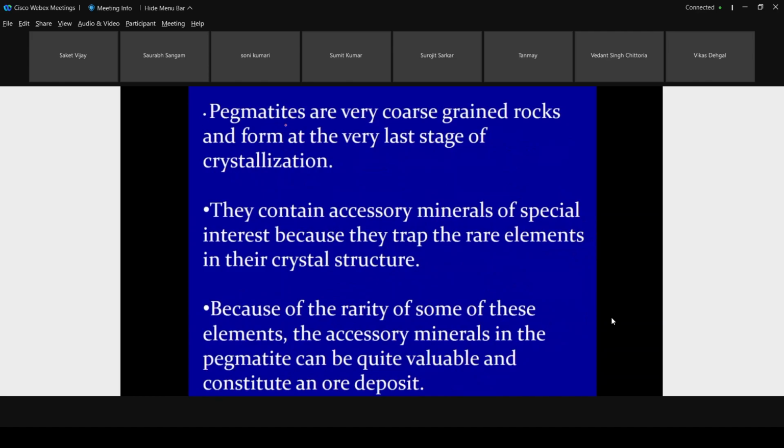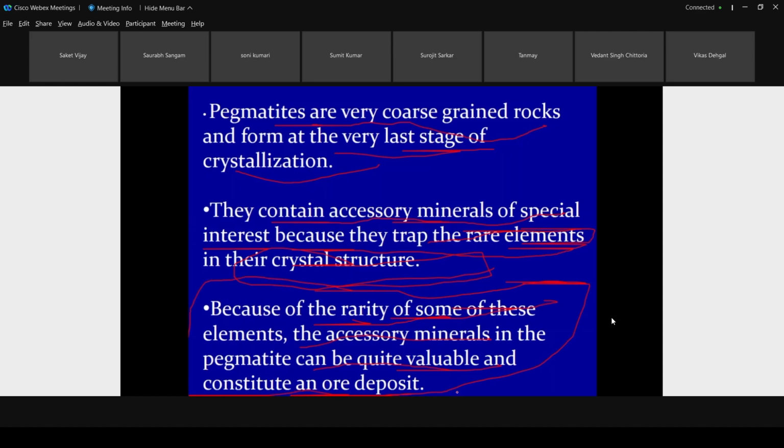What are pegmatites? They are coarse-grained igneous rocks. They form at the last stage of crystallization. They contain accessory minerals of special interest because they trap a lot of rare earth elements in the crystal structure, which are very important nowadays in the industries. Because of the rarity of some of these elements, the accessory minerals in the pegmatite can be quite valuable and constitute an ore deposit. Pegmatite can also form a mineral deposit like mica, and an ore deposit like tin, tungsten, uranium. Sometimes you will have the rare metal pegmatites, with niobium, tantalum, columbite. Pegmatites host a lot of important metal as well as mineral deposits.